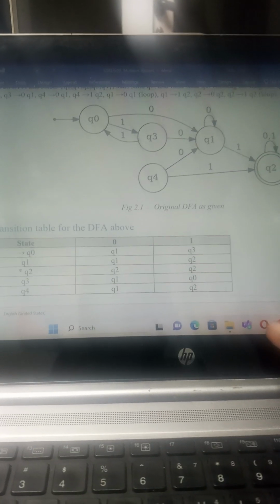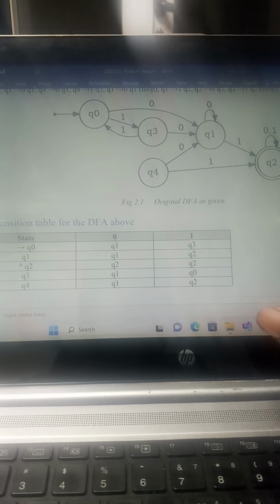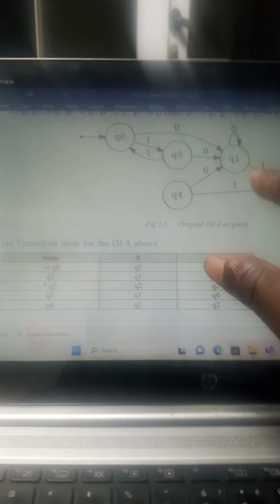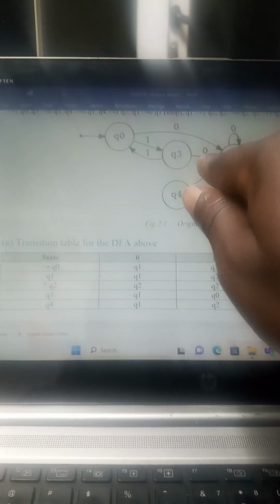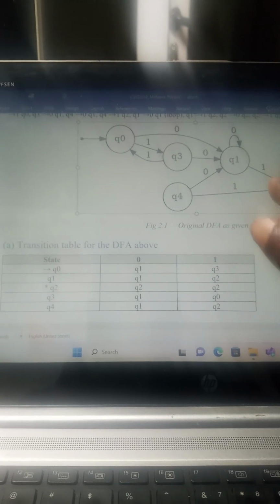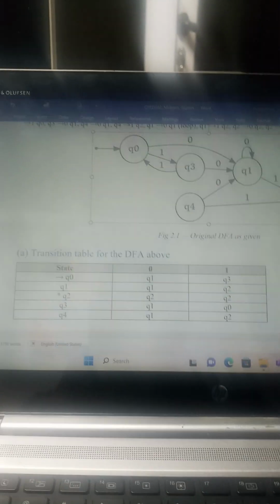So you can see there is no way you can get to Q4 directly. You can see that no arrow is going to Q4. From the starting state, all the arrows that are pointing, none of them gets to Q4. When you look at the arrows very well, Q4 is termed as useless, as it is said.